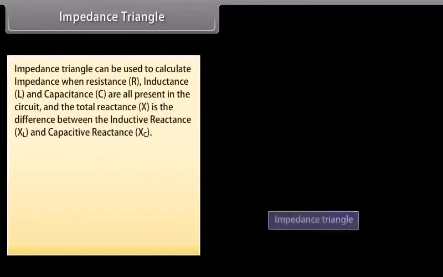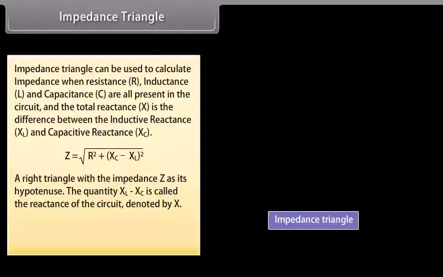Impedance triangle. Impedance triangle can be used to calculate impedance when resistance, inductance, and capacitance all are present in the circuit and the total reactance is the difference between the inductive reactance and capacitive reactance. Z is equal to under root of R square plus XC minus XL square.